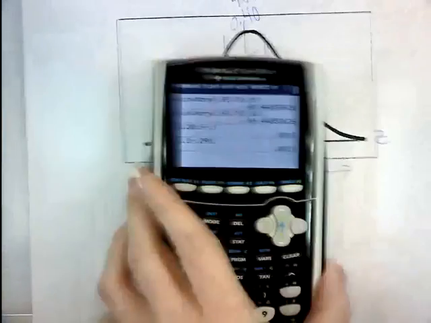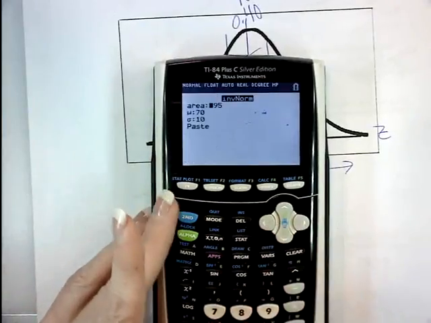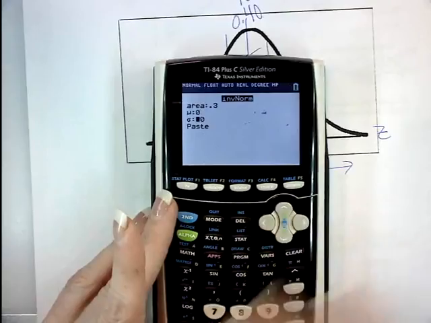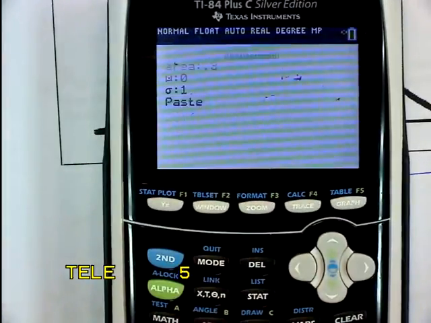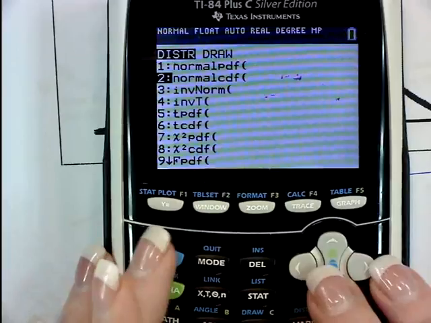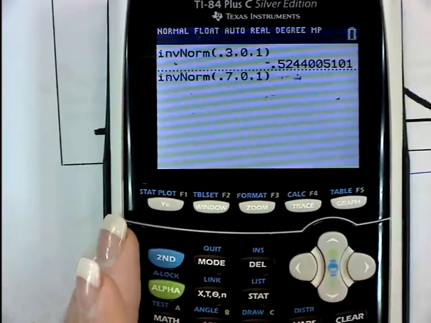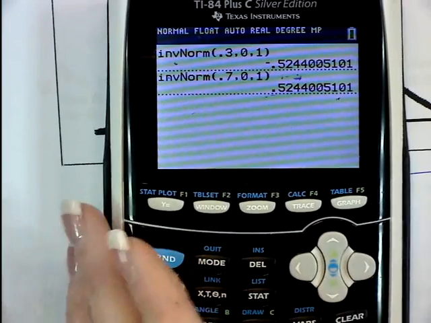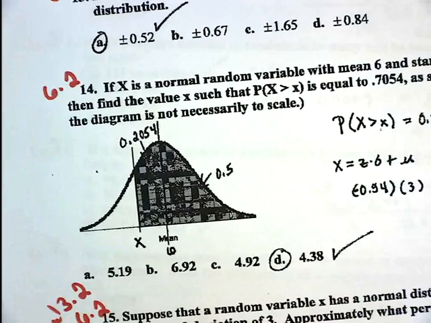With the calculator, you would just do invert the norm. 0.3, mean is 0, standard deviation is 1, if you're just in Z, and you get negative 0.52. You could also do the 70% area, 0.7, paste, positive 0.52. So plus and minus 0.52 would be your answer.